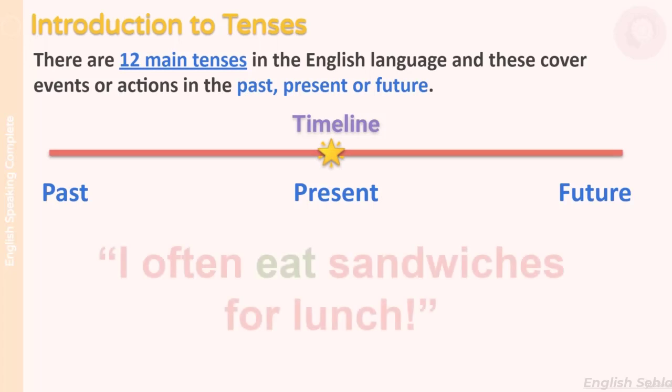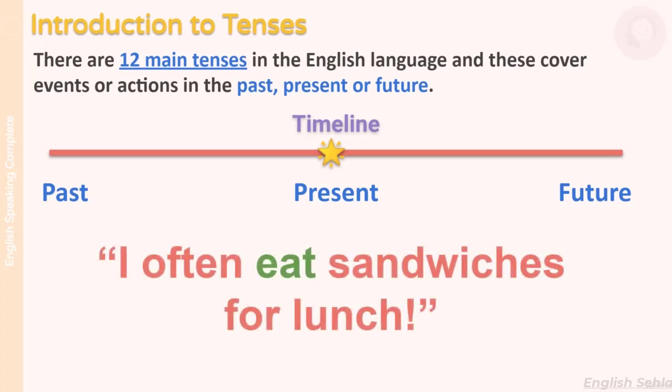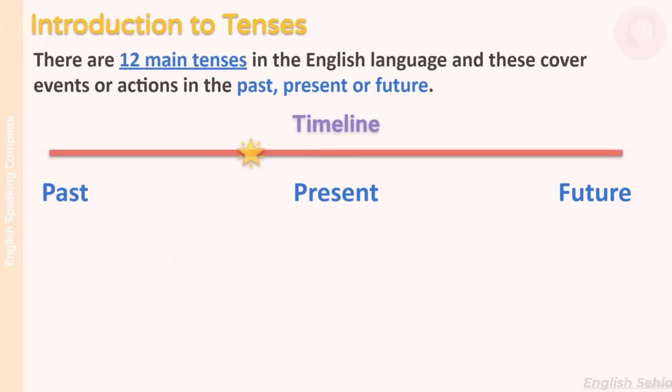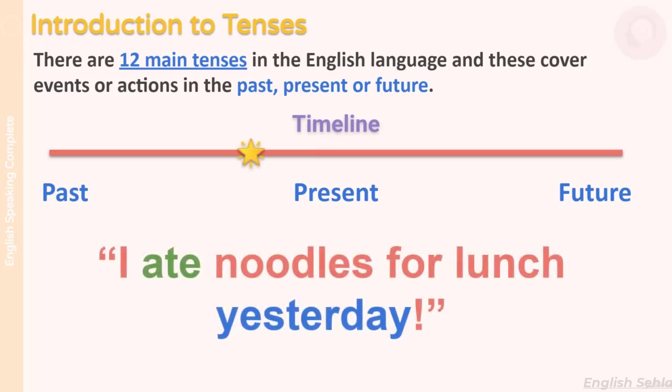Here we have present tense. I often eat sandwiches for lunch. This is something of a habit or a routine, and the present simple tense is great for that. Here's just a quick example of talking about something that's happening now, something that's a routine now. I often eat sandwiches for lunch. Here's something in the past. I ate noodles for lunch yesterday. So that started and finished in the past.